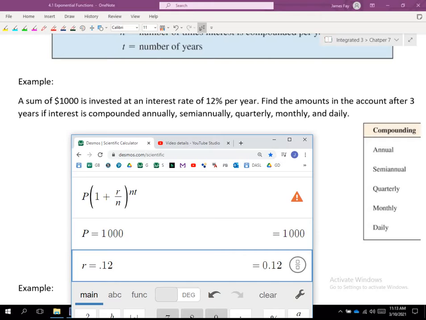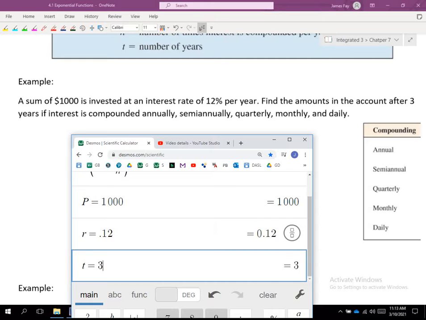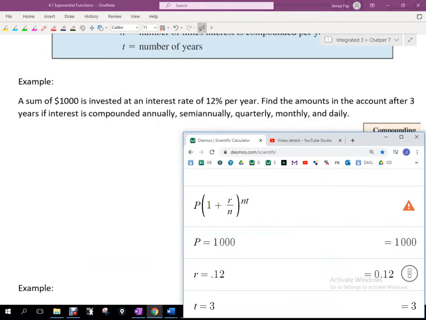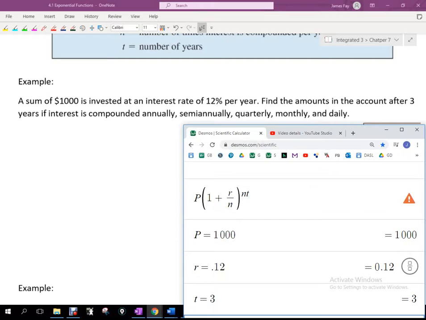Find the amount in the account after 3 years if interest is compounded annually, okay? So I know T is going to be 3 years. Is that okay with everybody? T, remember, is years. If they would say leave it in for 36 months or something like that, I would have to change 36 into 3 years. Just be careful with that type of thing. But now it says compounded annually, okay?